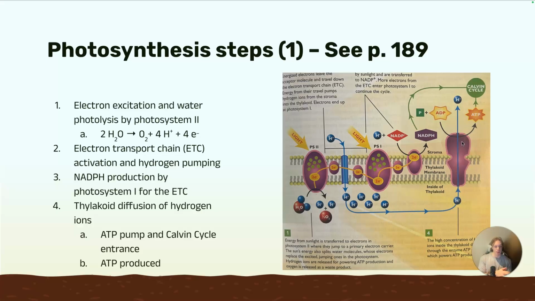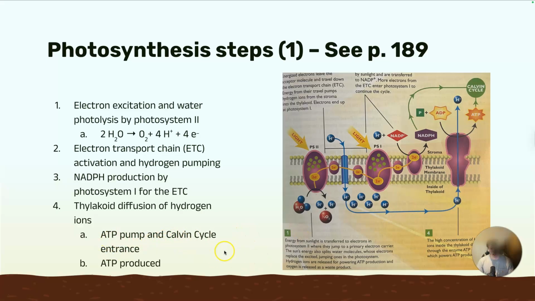In step 3, the NADPH is being produced by photosystem 2, but it's really happening over here on the other side of photosystem 1. So that's being produced and then it's being sent into the Calvin cycle. And then we have this thing called thylakoid diffusion of hydrogen ions. That pretty much means that inside the thylakoid, like we see right here, there's a loss of hydrogen over here on this side because we used it to make NADPH. So it's going to say, hey, we need to make it even. We need an even number of hydrogens on both sides of the membrane. So it's going to take the hydrogen and send it through the structure right here to help produce the ATP. And that's called an ATP pump.